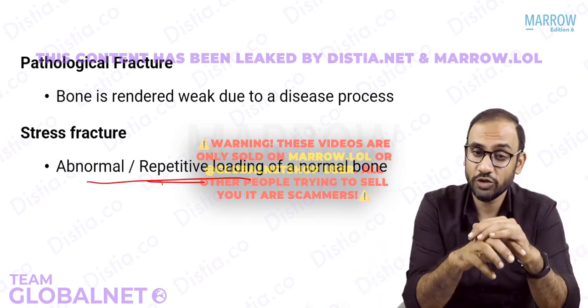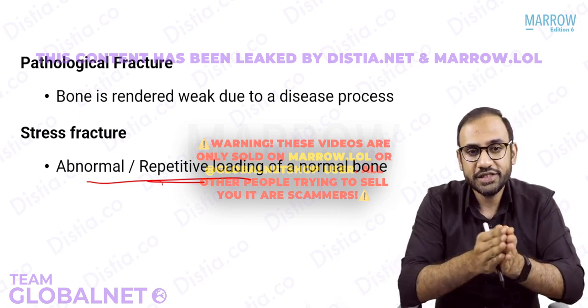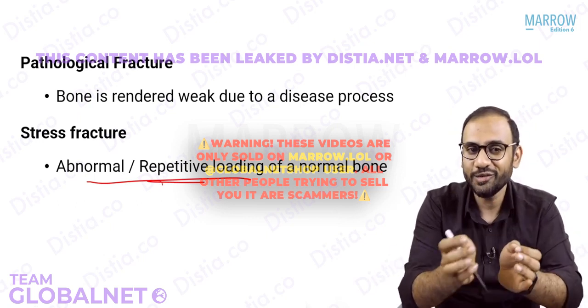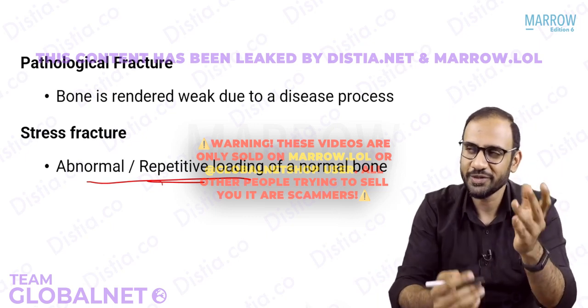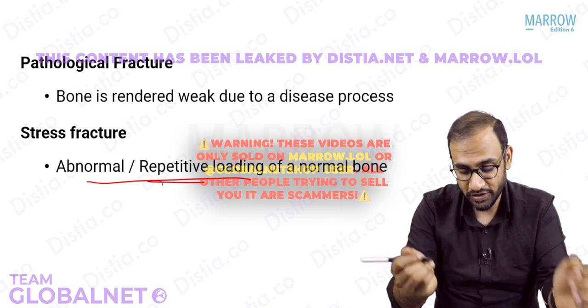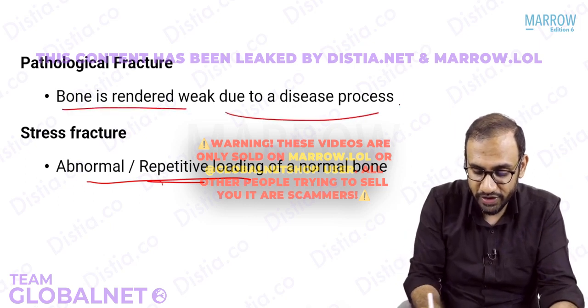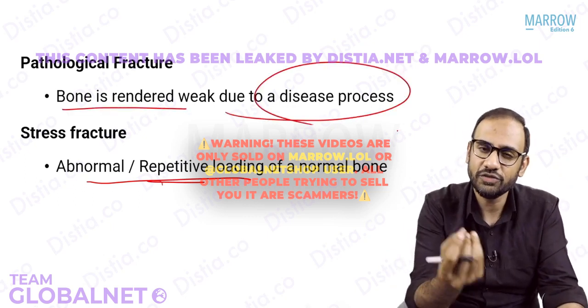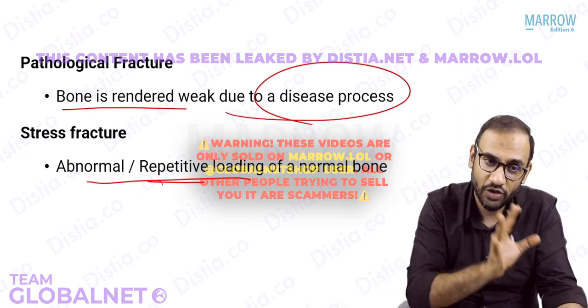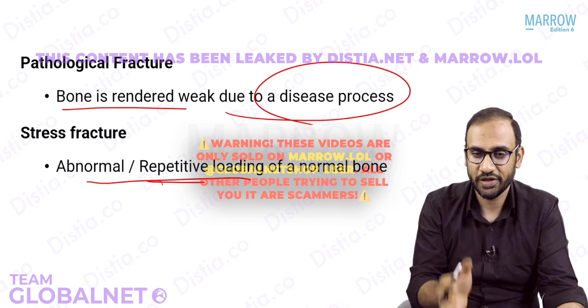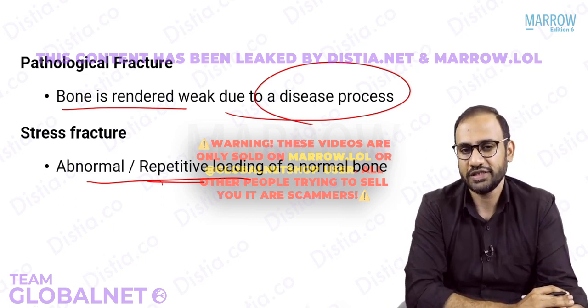Now, pathological fracture, what will be the story? The story will be there is a disease or pathology in the bone that is making the bone weak. And when this weak bone is exposed to normal forces, it will break. That is pathological fracture. So, bone is rendered weak due to a disease process, and on application of normal force, it breaks. Are you understanding the clear distinction of pathological and stress fracture? Now let's start to read pathological fracture first.